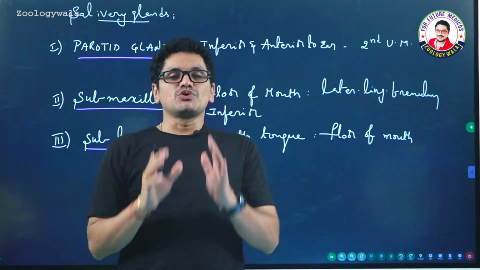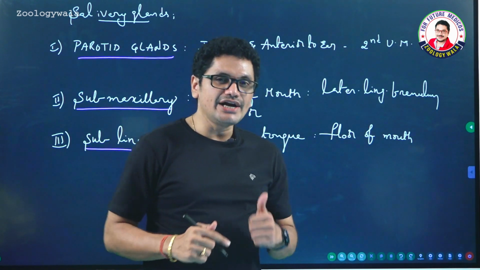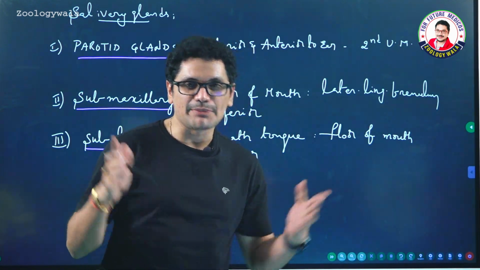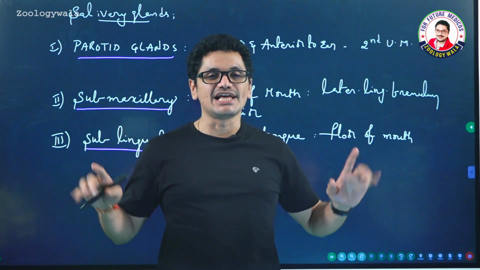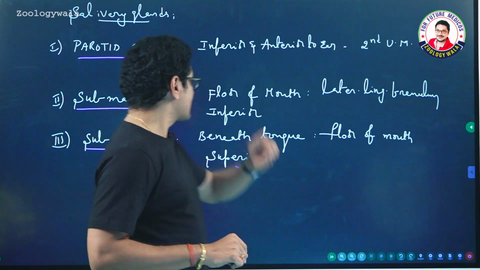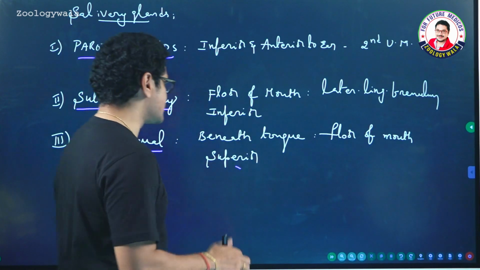Today I am going to explain the salivary glands and the second largest digestive gland, the pancreas. With this, all the weapons which are required for digestion will be finished. Let us begin with the salivary glands. There are three pairs of salivary glands present in the human being.